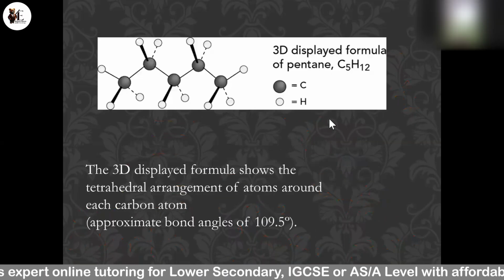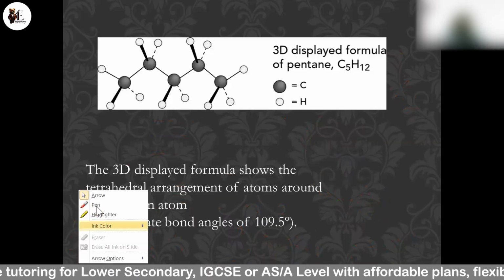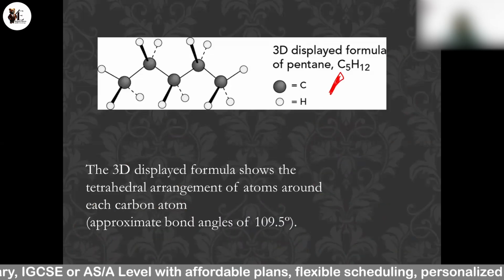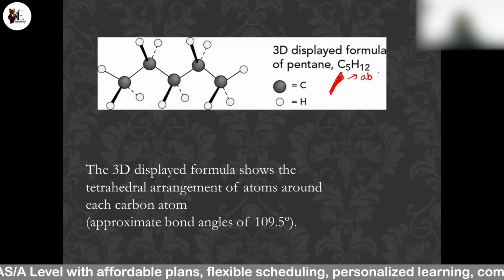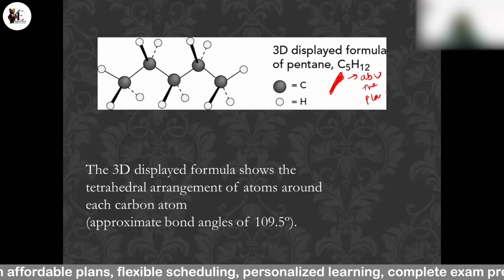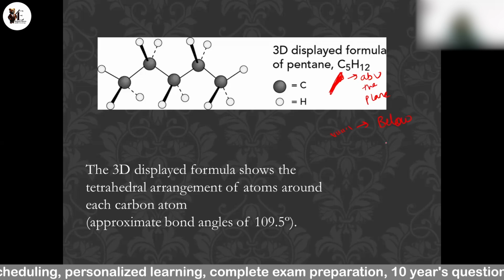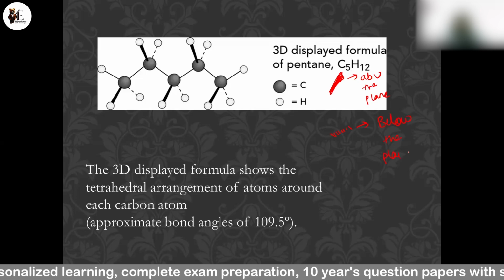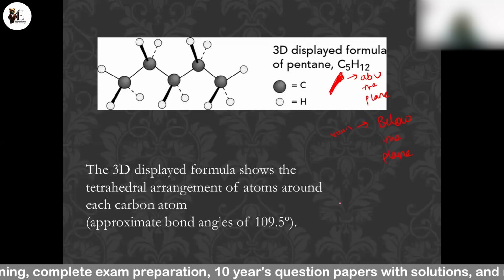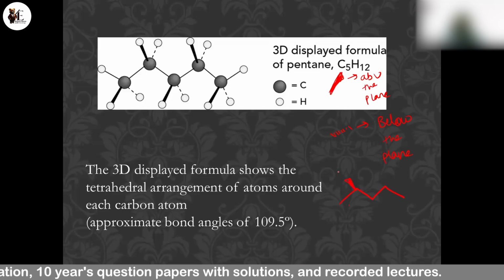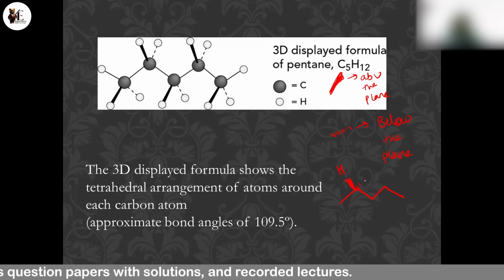Okay, so this is the 3D displayed formula of pentane. In the 3D displayed formula, we represent it like this. The wedge bonds are the bonds which are above the plane of the paper, and the dashed bonds are below the plane of the paper. So you can write this like this: 1, 2, 3, 4, 5. Now hydrogen atoms you can represent like this. This hydrogen is above the plane and this hydrogen is below the plane. Similarly, this hydrogen is above the plane and this hydrogen is below the plane.